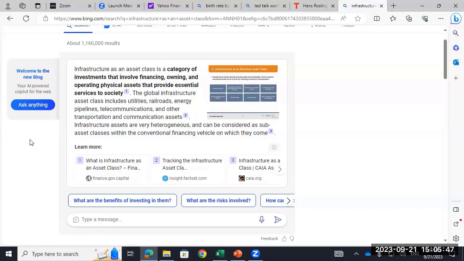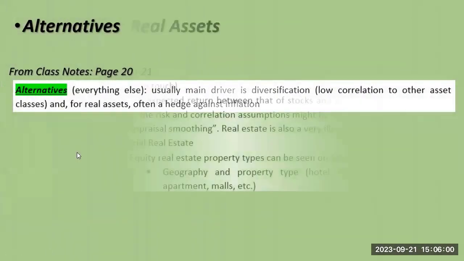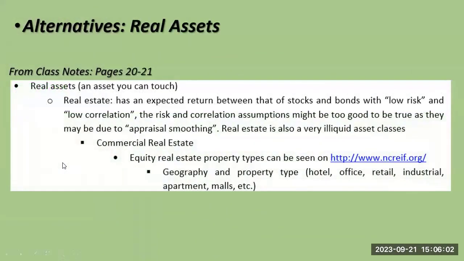But that is an asset class. It's a really popular asset class. Why? Because it's so different from everything else. We're not going to talk about infrastructure, but there's a lot of other things out there that fall into this category. So let's start with real assets, and we'll start with real estate.